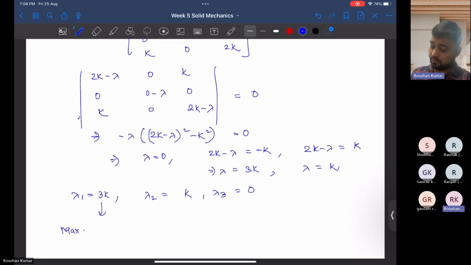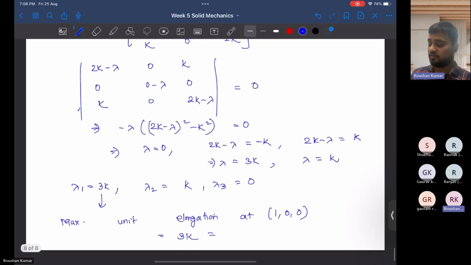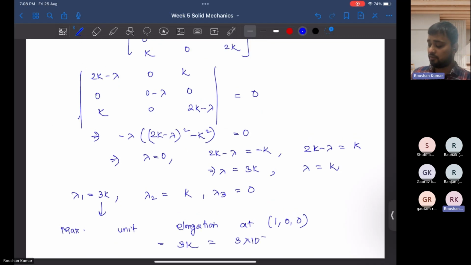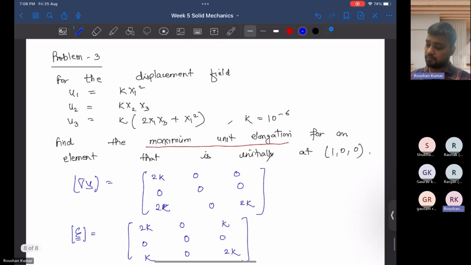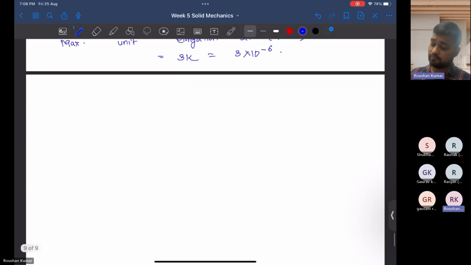So we can write that the maximum unit elongation at (1, 0, 0) is given by 3k. And what is the value of k here? 10 to the power minus 6. So it is given by 3 times 10 to the power minus 6, the maximum unit elongation at this point, that is at (1, 0, 0). So this is question number 3. Now move on to the next problem, that is problem number 4.